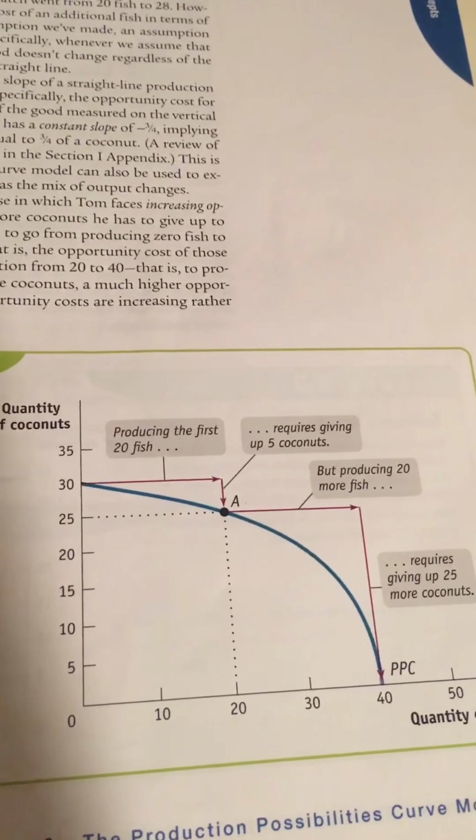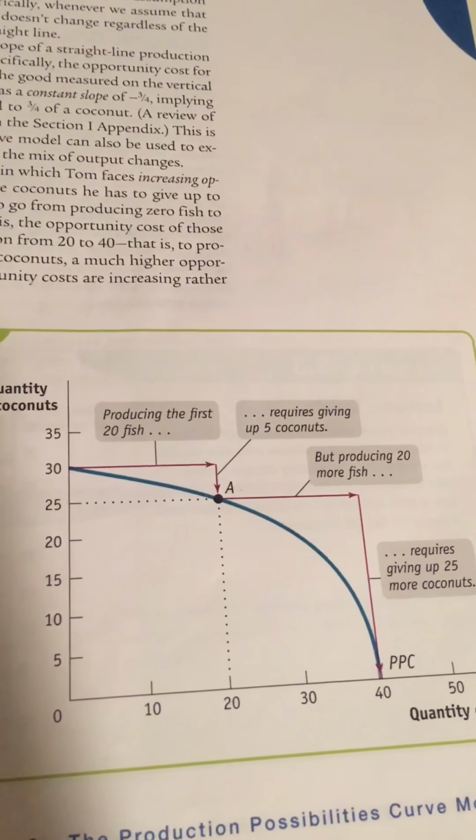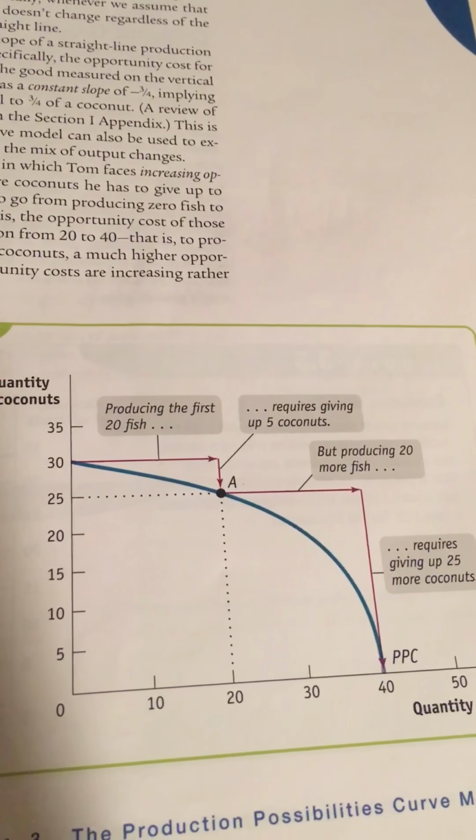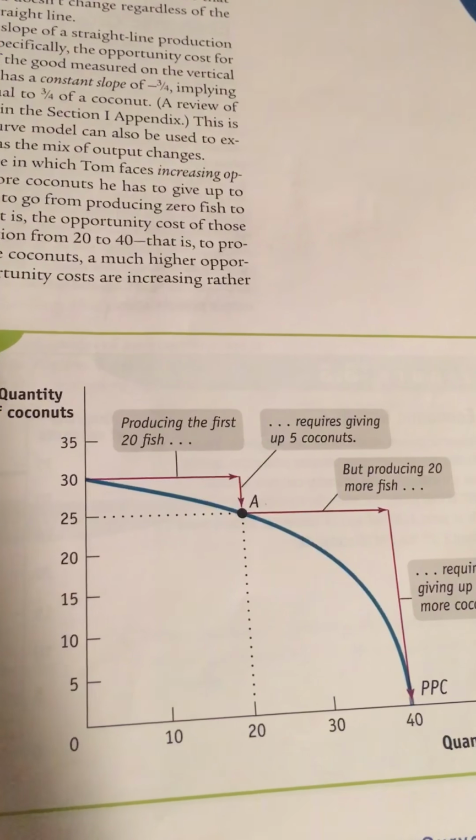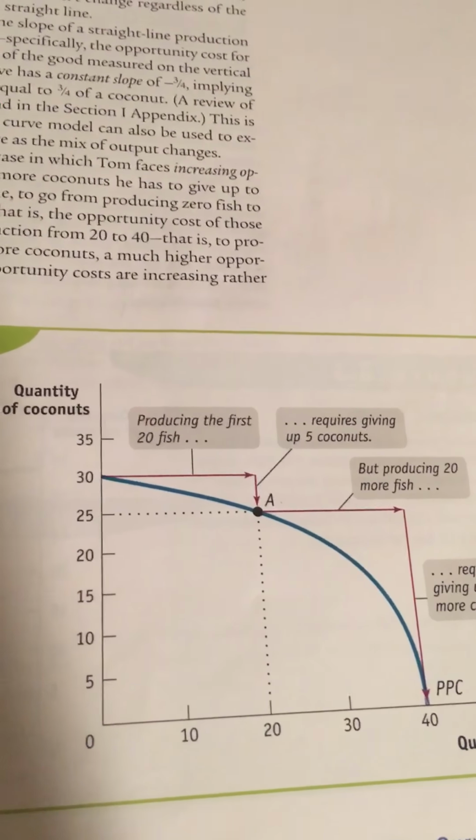I'm going to start off by explaining to you opportunity cost. Opportunity cost is the loss of potential gain from other alternatives when one alternative is chosen.